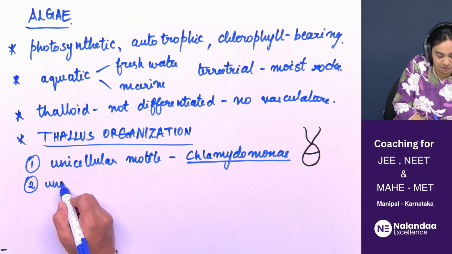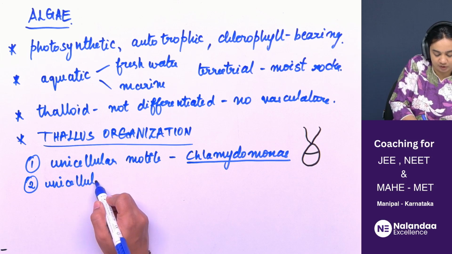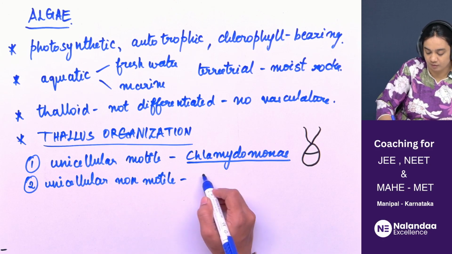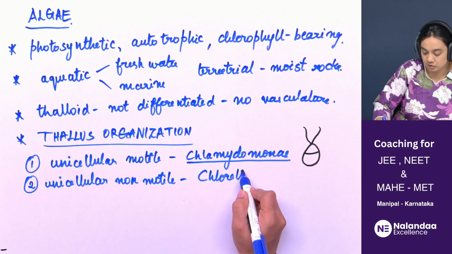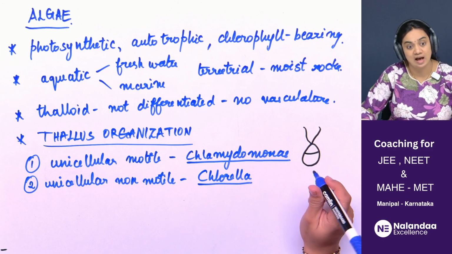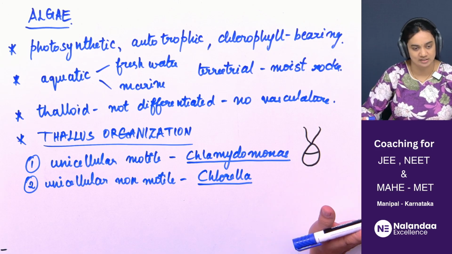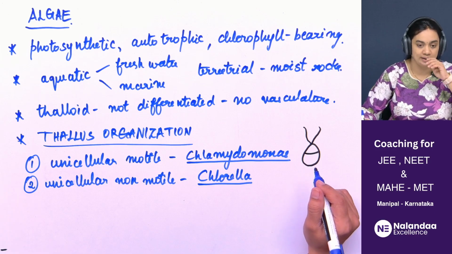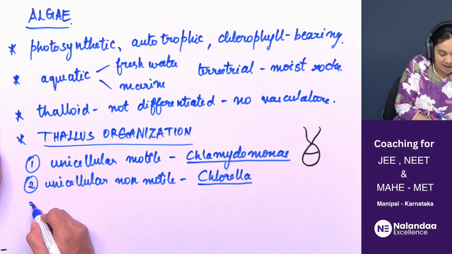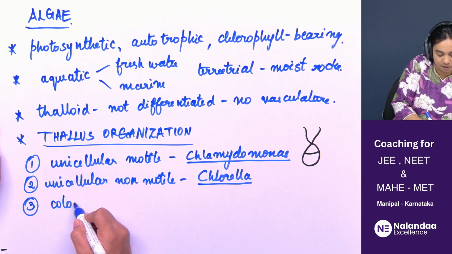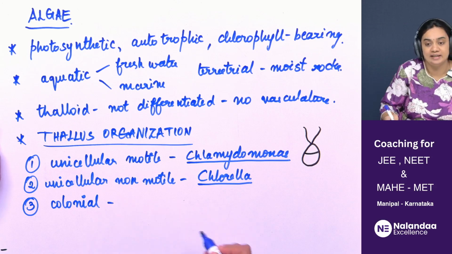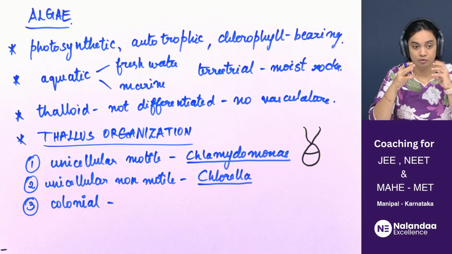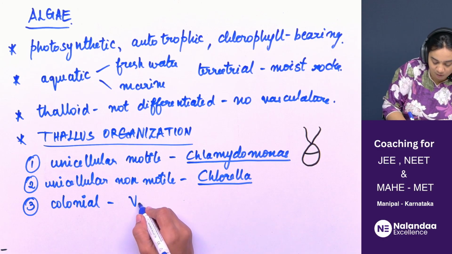Then we have unicellular non-motile. Example, chlorella. So actively moving is when the algae have flagella. In this case flagella are not present in case of chlorella. So unicellular algae: motile example Chlamydomonas, non-motile chlorella. And then we have colonial forms. What is colonial? It's a colony, meaning individual cells that will associate together to form a colony. That is Volvox, for example.